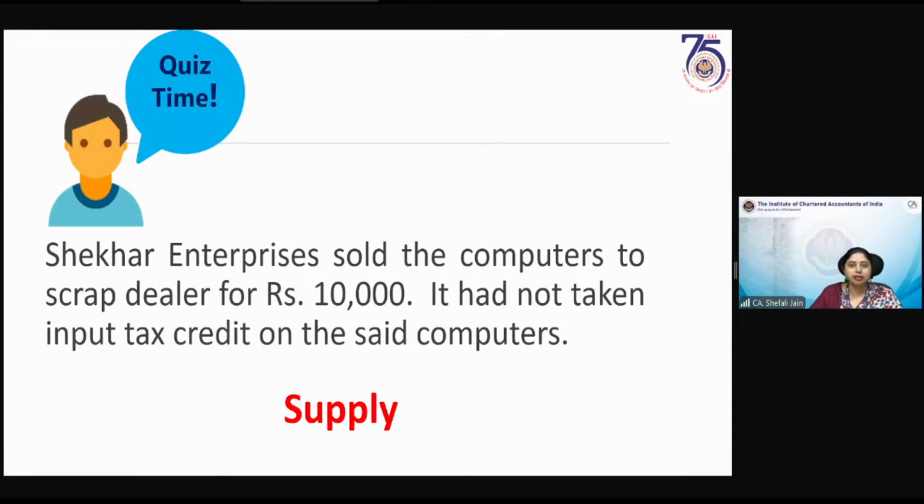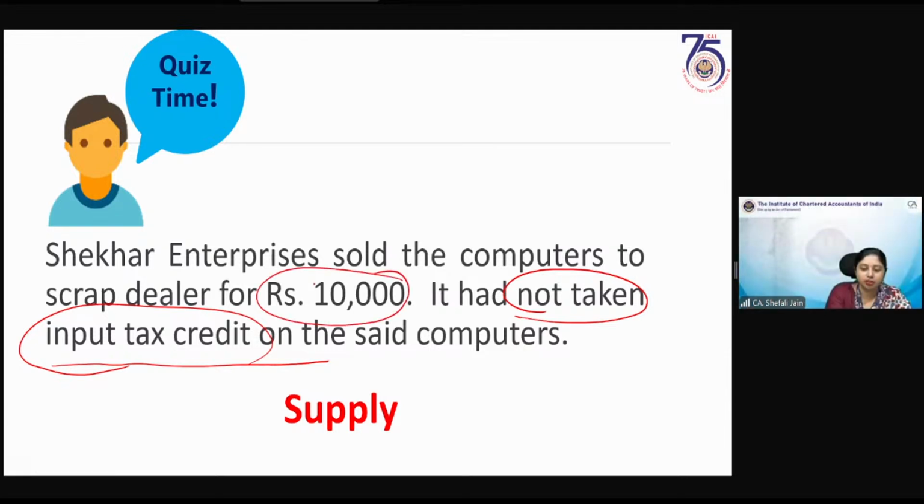The correct answer is it is a supply. Now why is it a supply? This point which confused most of you, that it has not taken ITC on said computers, does not matter here, because here consideration is being charged, which I'm very happy to see that many of you identified. Yes, Divya is also right. We are selling for some amount. So since consideration is there, we need not go to Schedule 1 at all. That is why whether ITC has been taken on the said goods or not does not matter at all.